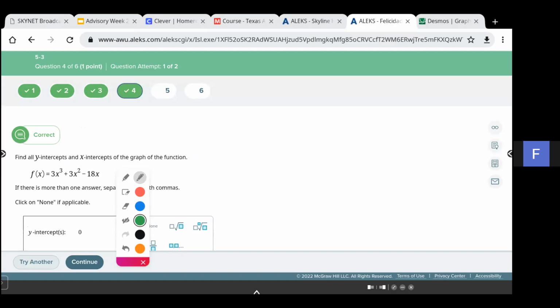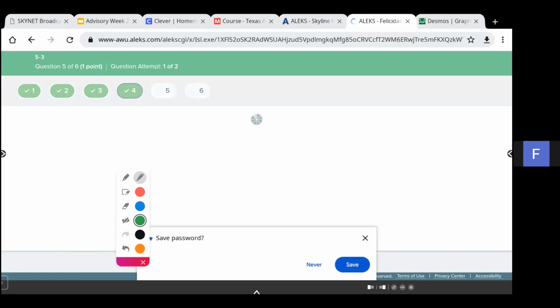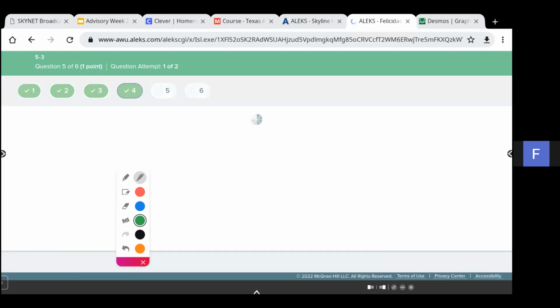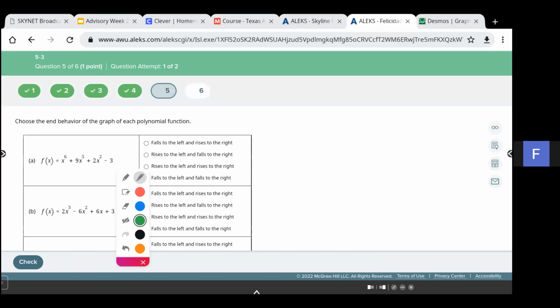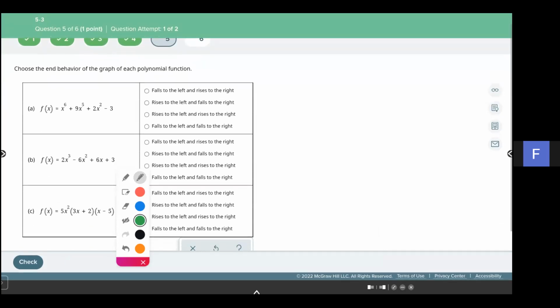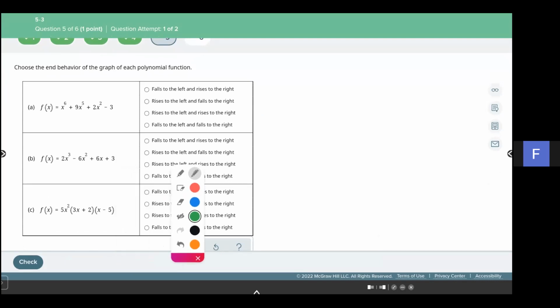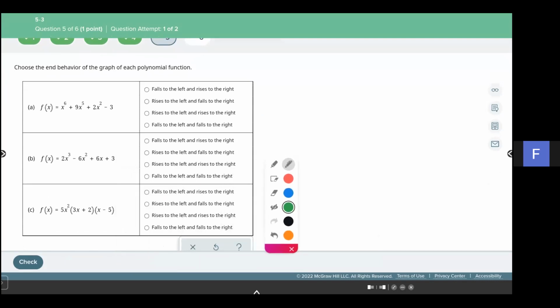All right, moving on to question 5. As always, you're welcome to pause the video to do whatever you might need to do. For these here, you can either use the chart we had in class that talked about end behavior based on even and odds, or you can go ahead and graph all 3 of them. That is a choice.